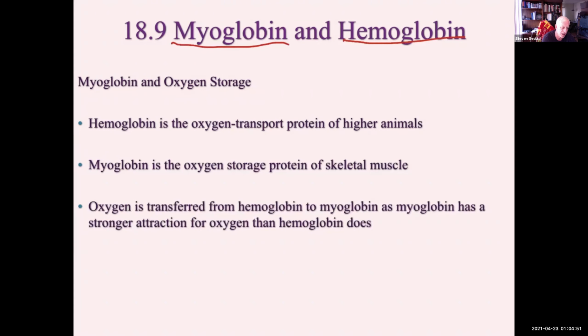So oxygen is transferred from hemoglobin to myoglobin in the muscle cells, because myoglobin has a stronger attraction, a stronger affinity for oxygen than hemoglobin does. So when we transport oxygen throughout the body through the bloodstream, the body transfers the oxygen to the muscle cells where it's bonded to myoglobin, and that takes over from there.